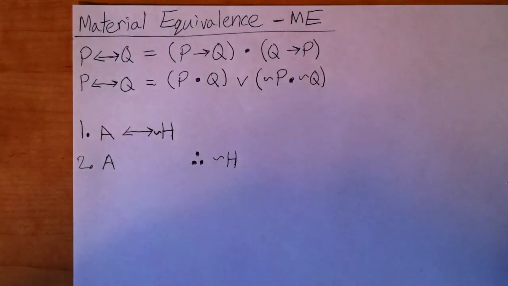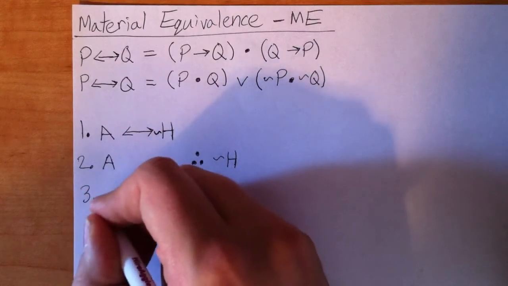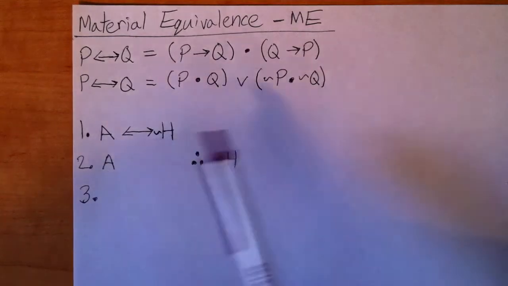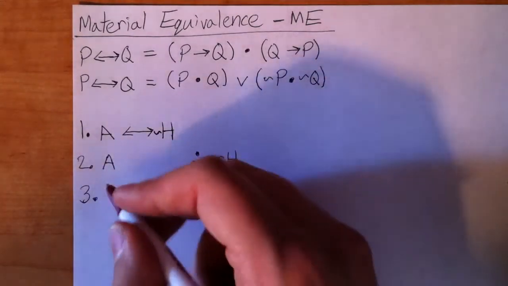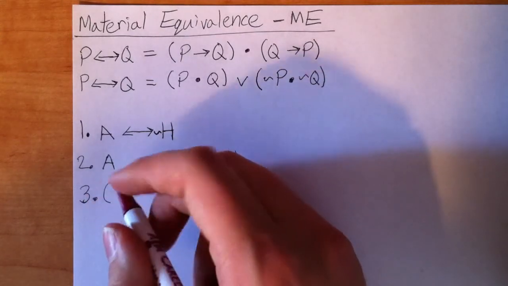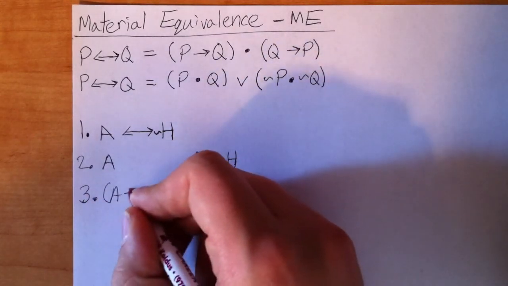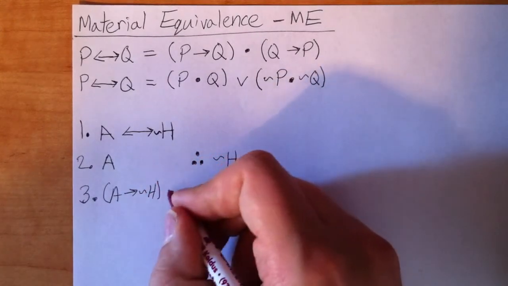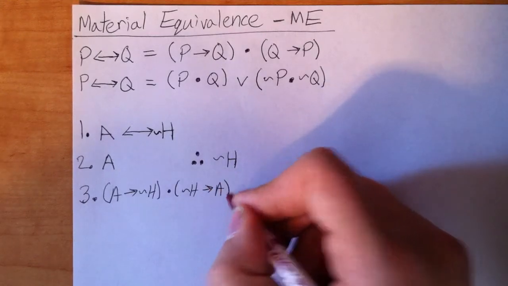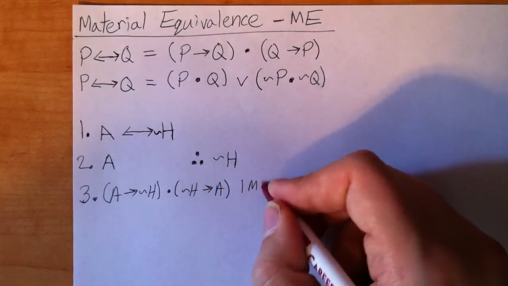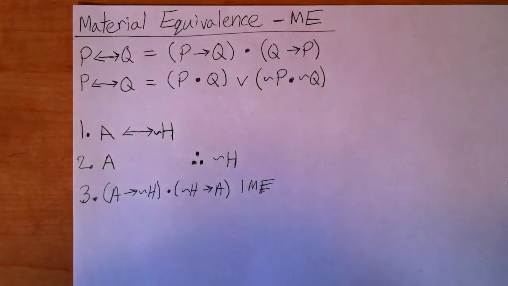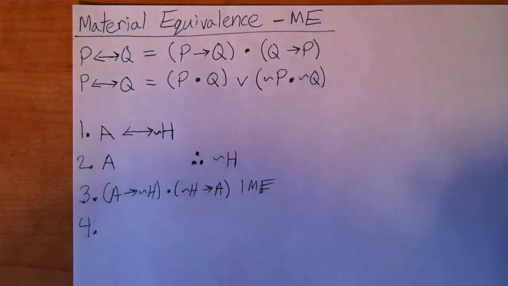So, looking at this, okay, I see that I want tilde H. I'm just going to try it. Let's try the top one, see what happens. So I know that through material equivalence I can get those 2 conditionals on either side of that dot. So I'm going to get A arrow tilde H and tilde H arrow A through 1 ME. Well, what can I do maybe now on line 4? Nothing that I really see.